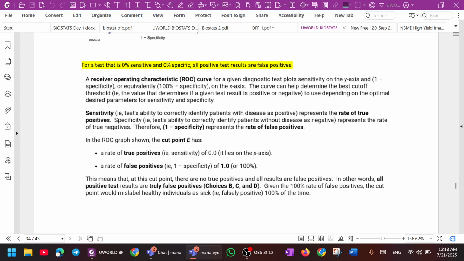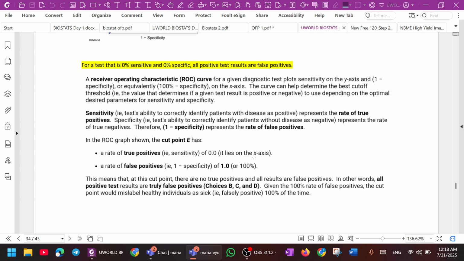So if all the tests are positive, then it is very specific, isn't it? So if there are all positive tests, there is no true negative, so true negative is 0 and false positive is the only answer. So specificity goes up and false positive also goes up.